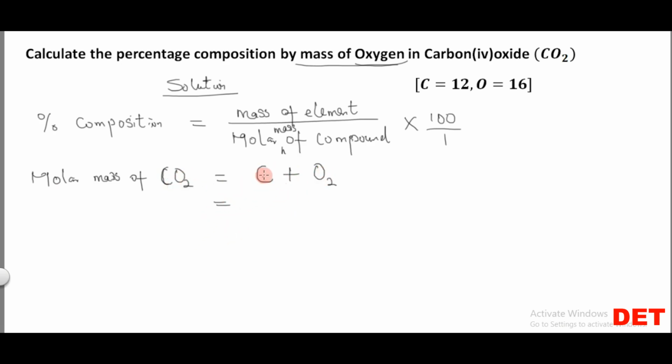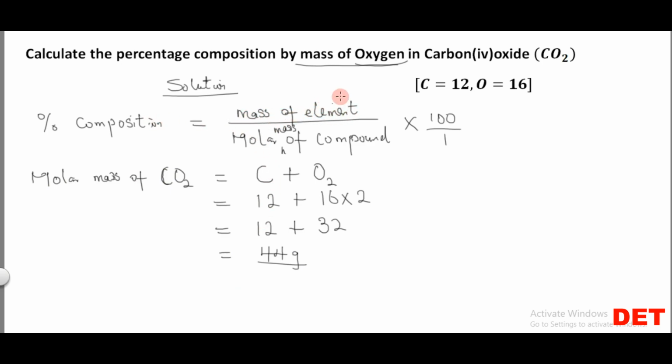So this will be equal to the relative atomic mass of carbon, which is 12, plus the relative atomic mass of oxygen, which is 16, times the number of oxygen atoms that I have in this compound, which is 2. So 12 plus 16 times 2, which gives us 32. So 12 plus 32 gives us 44 grams. So the molar mass of carbon dioxide is 44 grams.